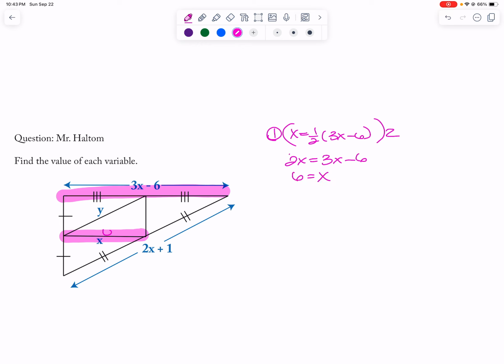Okay, so that makes me a little bit happier. I could figure that out. So then if that is 6, then 3 times 6 minus 6 is 18 minus 6, which is 12. So that would have been my second step, as I would have found that. And then my third step, I know what x is here, so then that means that I can find 2 times 6 plus 1, which is 13.